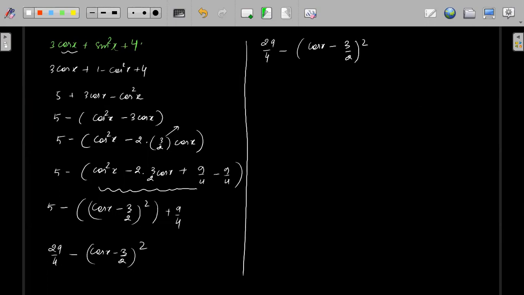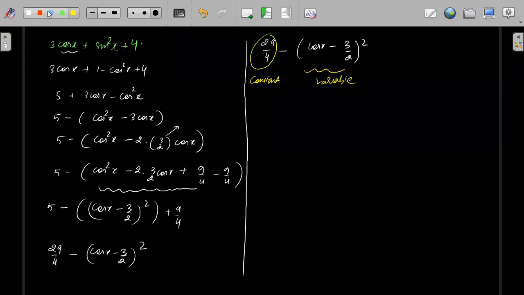Now see again, hit and trial. I'm not doing hit and trial at all. This is a constant. Value of this will not change. This is the variable. So what we can do, we have to find the maximum and minimum of this. So we will simply find the maximum and minimum of this part.